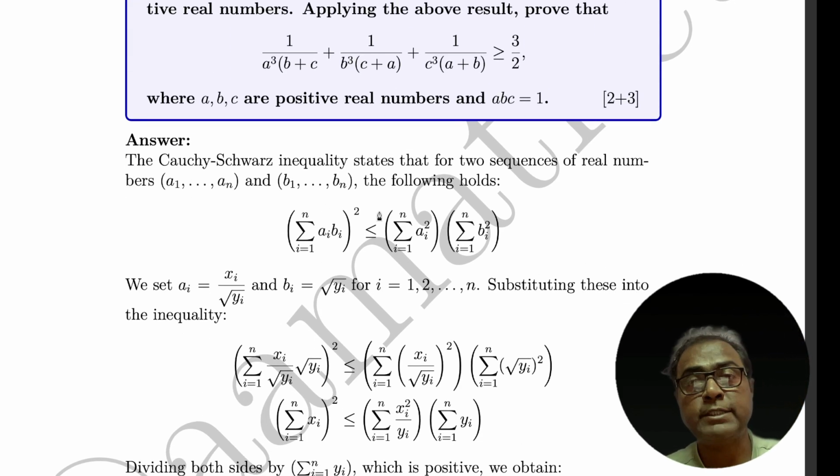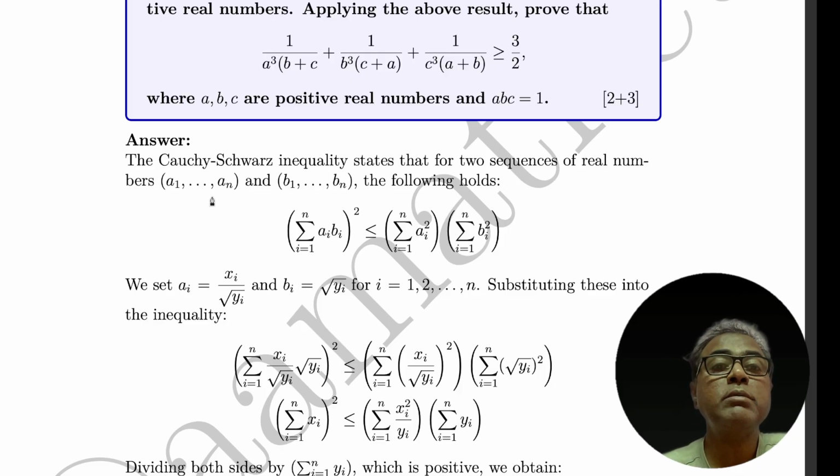Now, the Cauchy-Schwarz inequality states that for two sequences of real numbers a1, a2, dot, dot, an and b1, b2, bn, the following holds: the summation of ai bi for i equal to 1 to n, whole square, is less than or equal to summation ai square into summation bi square. Set ai equal to xi by square root of yi and bi equal to square root of yi, for i equal to 1 up to n.